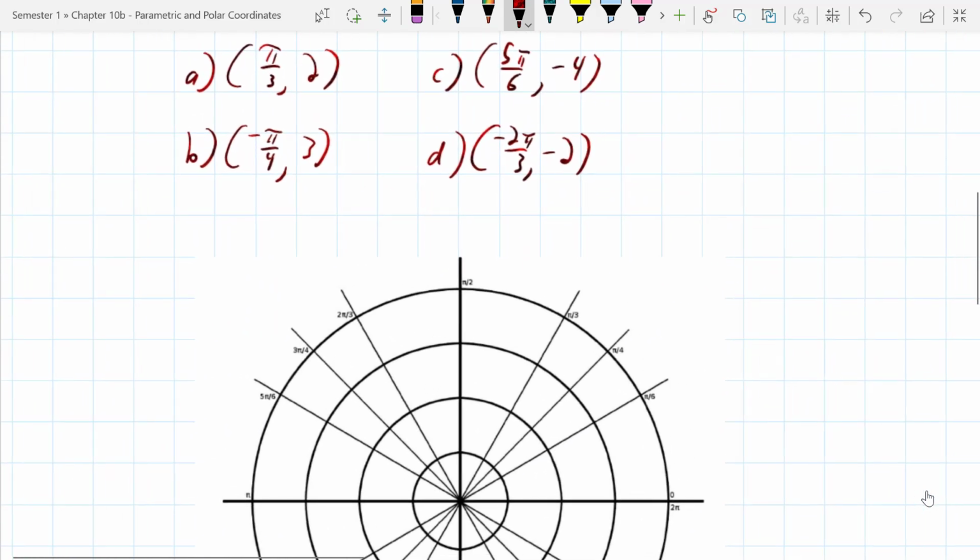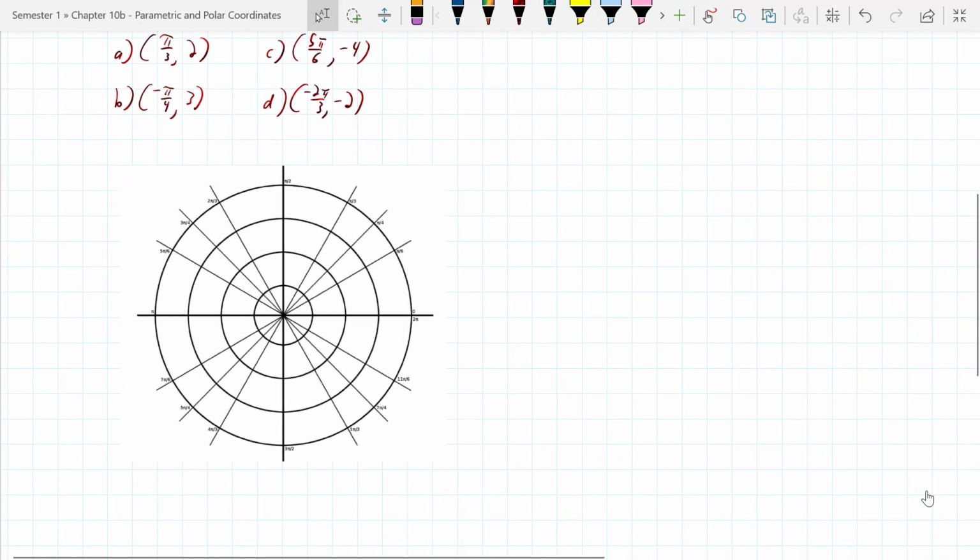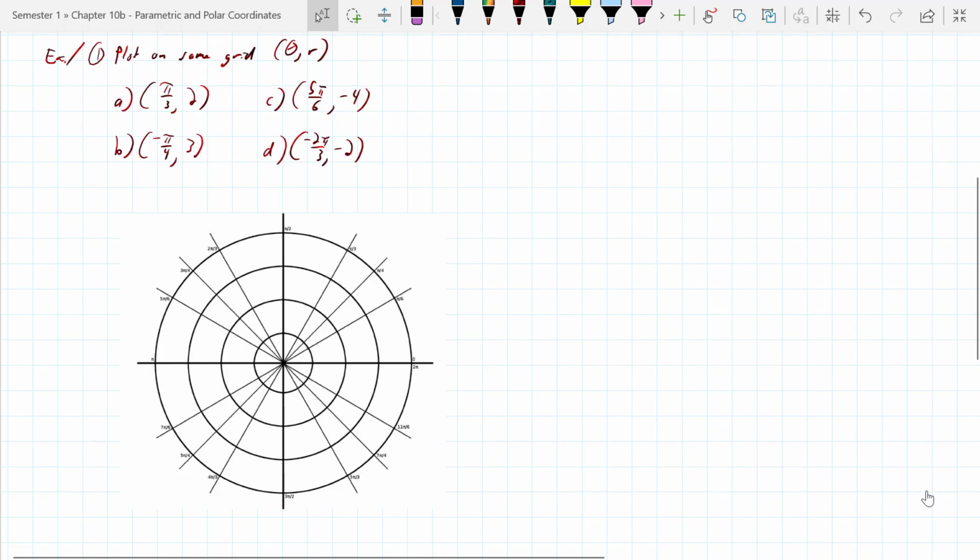So this looks like what a grid could look like in polar coordinates. And if I plot pi over 3 comma 2, what I'm saying is the angle pi over 3 and a radius of 2. That would occur here. This would be point A. Then if I plot negative pi over 4, which is to go backwards, and then a radius of positive 3, that's along that line. So along this negative pi over 4, I'm going to plot a radius of 1, 2, 3. That would occur here, and that would be point B.